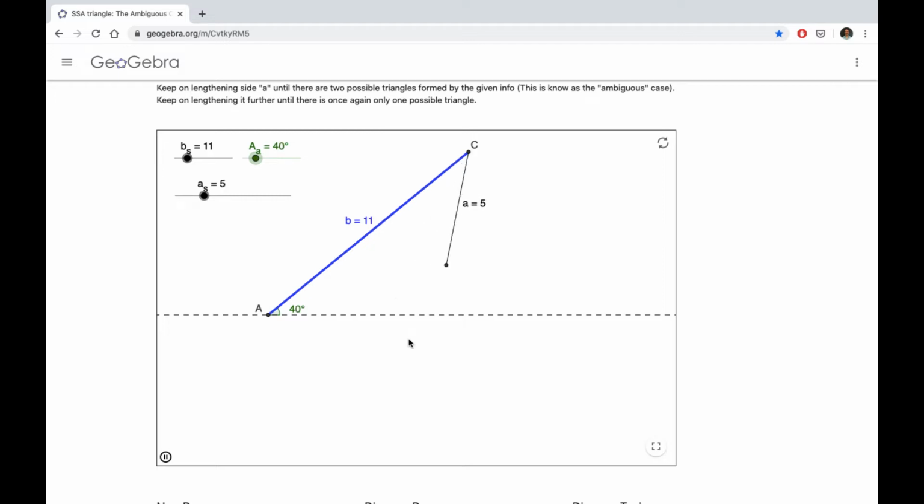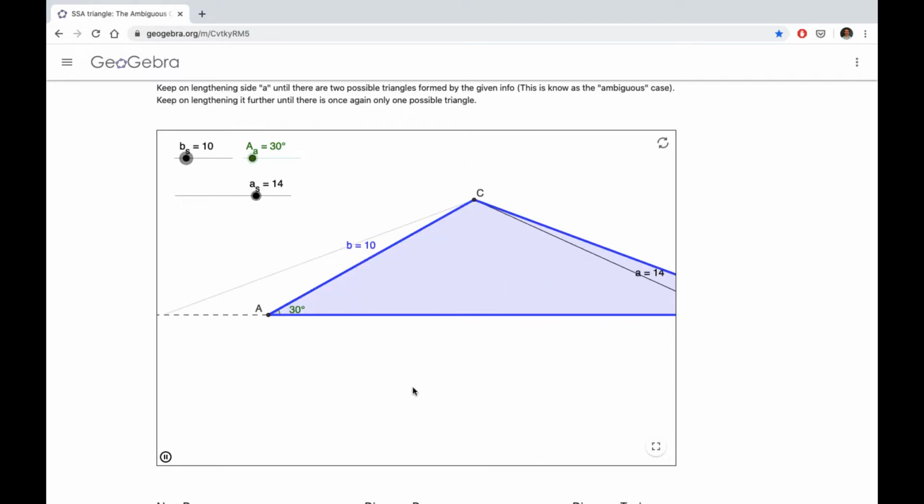So for example, this was our first example that we did in our first video. As you can see, A is not quite long enough to reach the other side where this triangle would be completed, so there's no triangle possible. A is just too short. This was our second example. As you can see, there's one way that we can get these two sides to match up, but if we swing it off in the other direction, 30 degrees isn't part of our triangle anymore, so there's only one triangle possible.